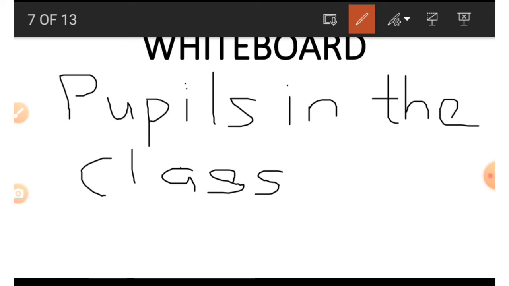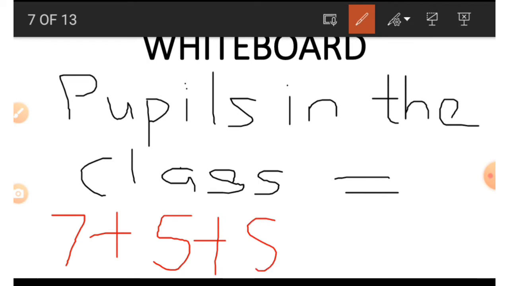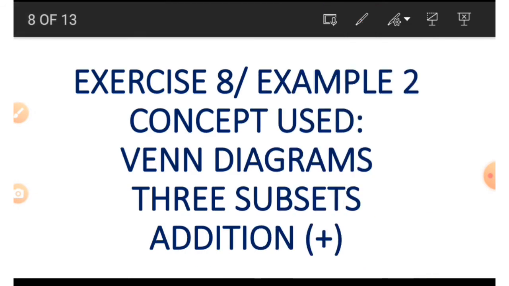So what we do is to take down the number each and add them up. So let's start with the 7. That is the number of people that offer maths only. Then we add it up to those that offer both mathematics and English, and then also add those that offer English only. So what is the result? 20. So there are 20 pupils in the class.